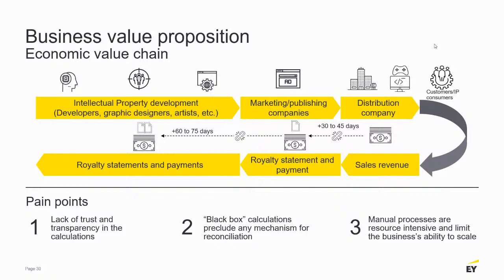Again, for the developers and the intellectual property owners, it's another 60 to 75 days for them to get their royalty statements and payments. And really, there's been a lack of trust and transparency in how these calculations are made. There's a lot of black boxes and a lack of clarity, right? Because all you get from Microsoft is you are owed this much in royalties for a given month or a given sales cycle, a given period of royalties calculation. Not only that, the manual processes are resource intensive and limit the business's ability to scale.